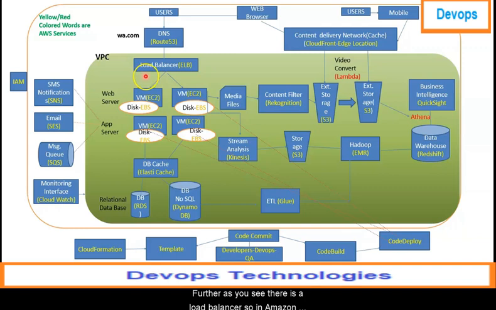Further, as you see, there is a load balancer. So in Amazon, there is a service called ELB, Elastic Load Balancer service, which can distribute the incoming traffic to multiple backend EC2 machines like this. If you want to have your domain name mapped to your load balancer, then you need a DNS service which is called Route 53.